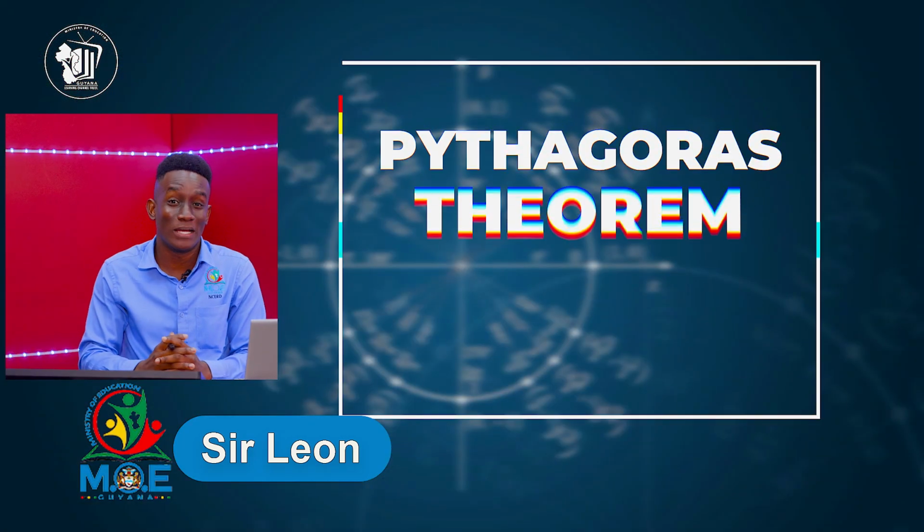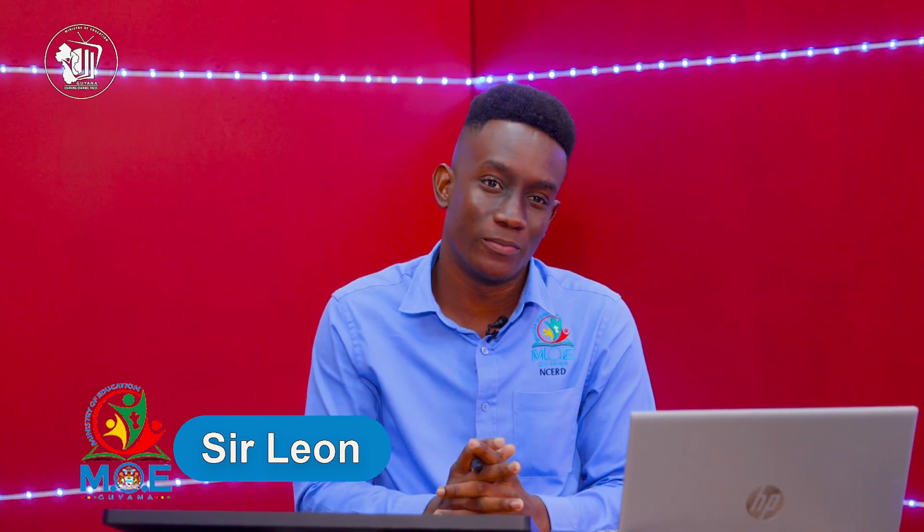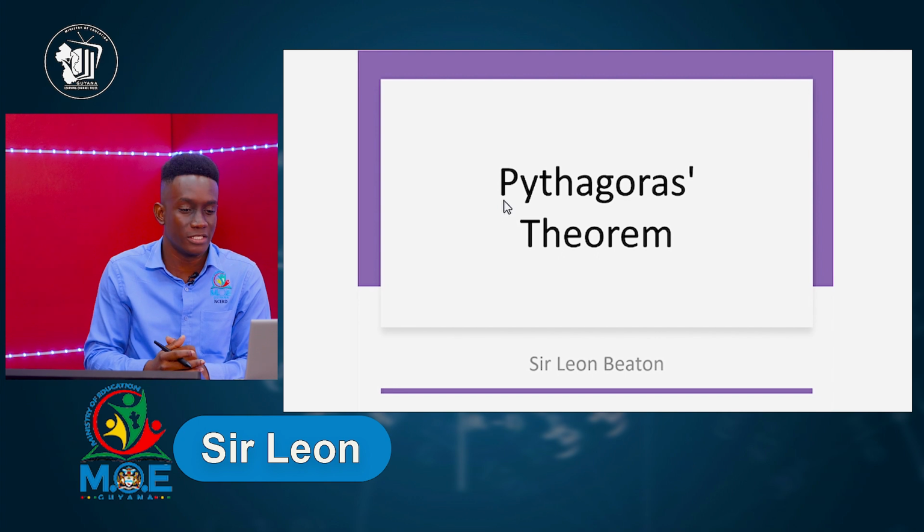In this video, we will be exploring the beautiful world of the Pythagoras Theorem. And at the end of this video, you should be able to use the Pythagoras Theorem to find a missing side in a right angle triangle. So let's head straight into this lesson.